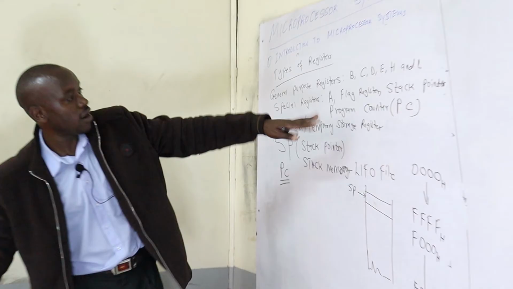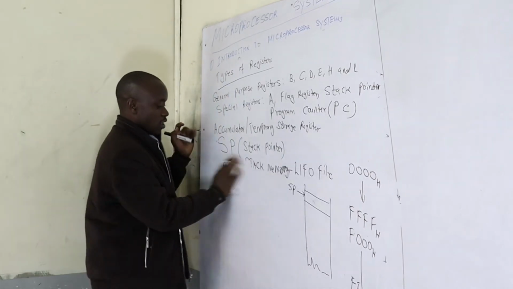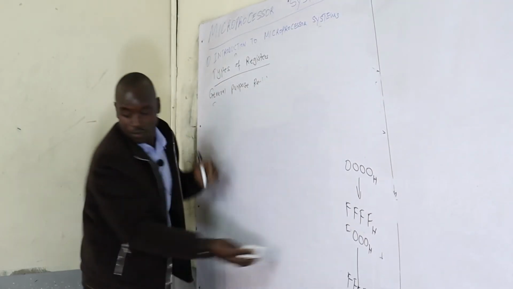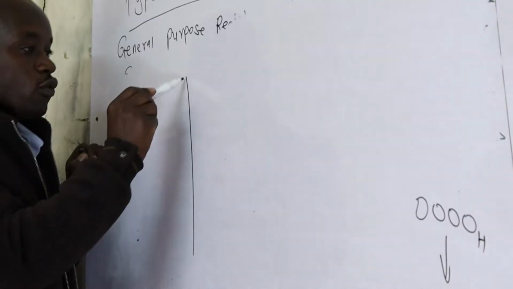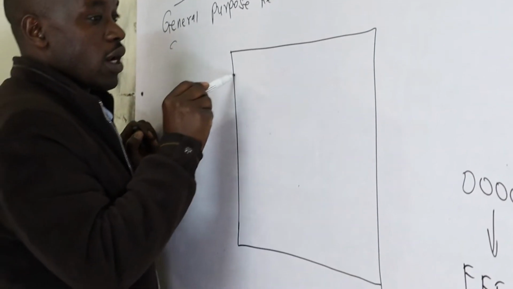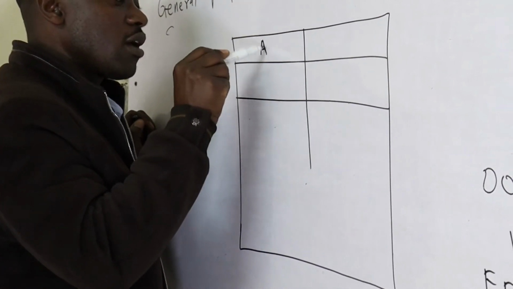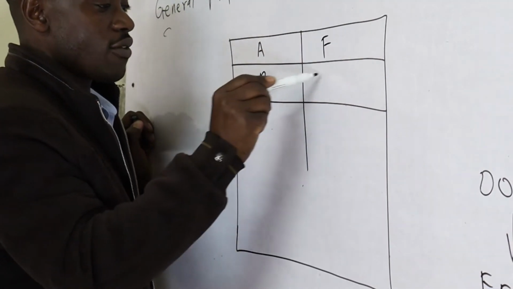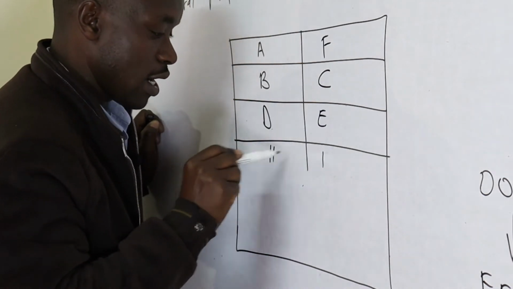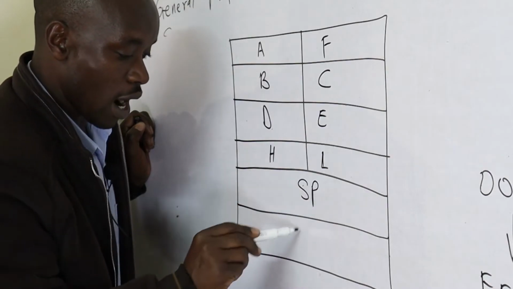I want to draw a diagram to show the registers and the number of bits in each register. So let us draw the diagram here so that you can see it clearly. This diagram is very important for us to understand what's happening. Now we can have the registers here. In between we have register A, which goes together with F. Register B and C, we have D and E, then we have H and L. Then we have the stack pointer and the program counter.